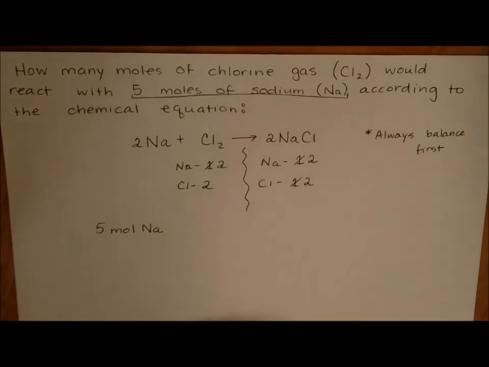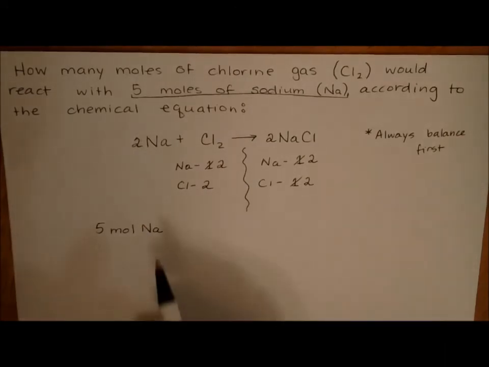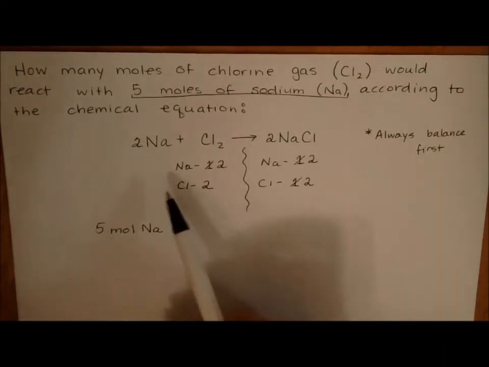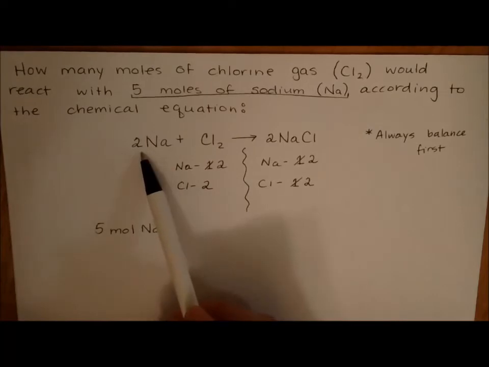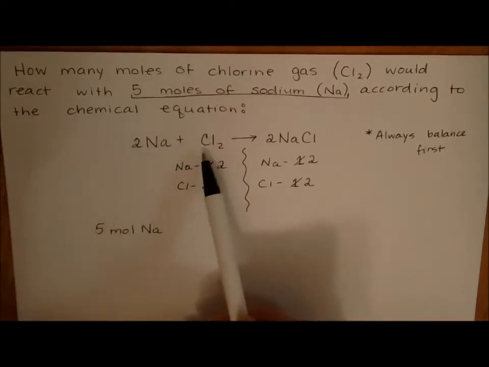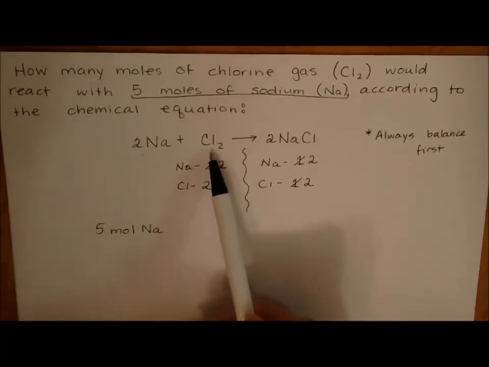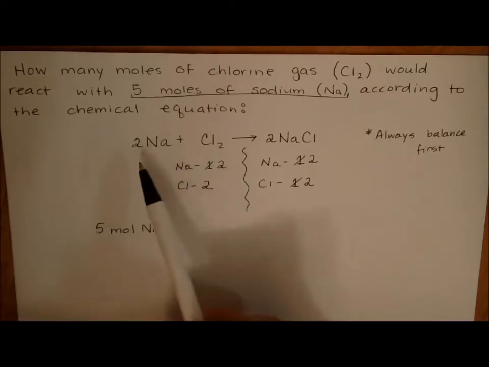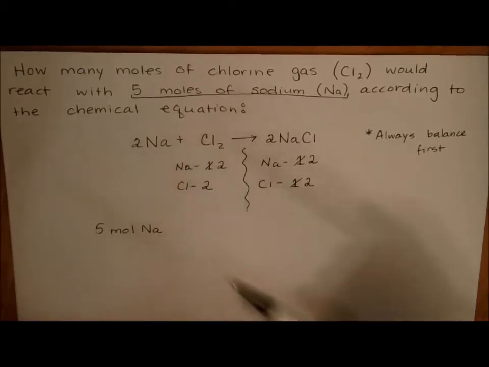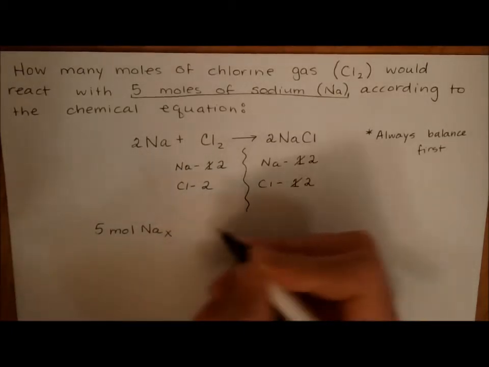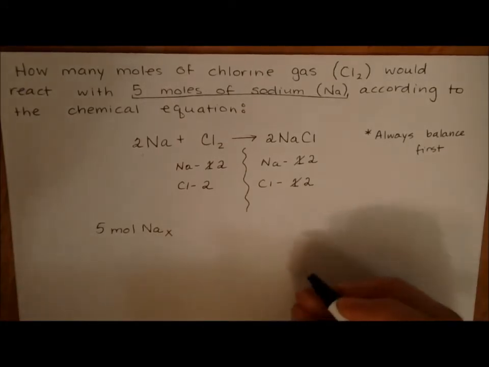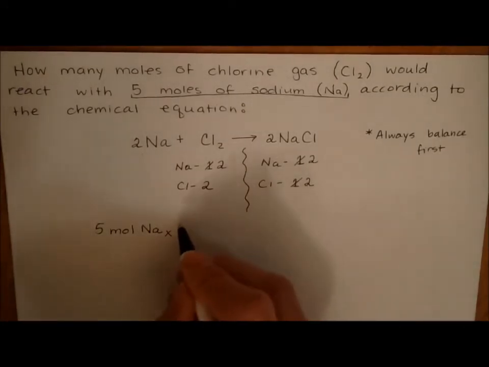And so remember what the coefficients tell us. They're like a recipe. They tell us the ratios between the different atoms and molecules. So for example, this equation tells me I need 2 sodium atoms for every 1 chlorine molecule. So that's going to be the mole ratio. 2 sodium for every 1 chlorine. And remember, in stoichiometry problems, the mole ratio is going to be our conversion factor.